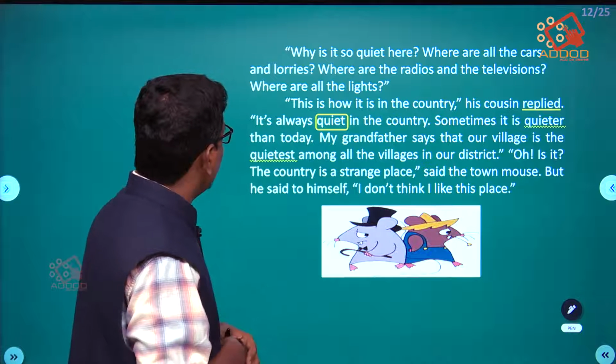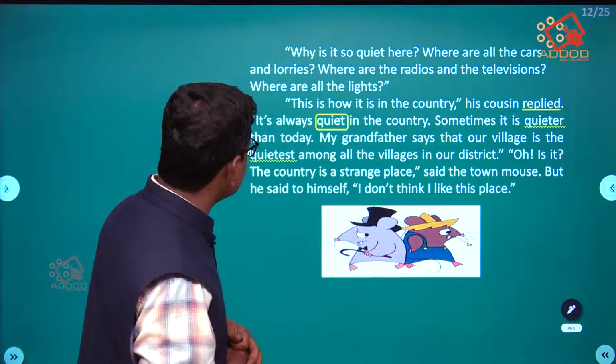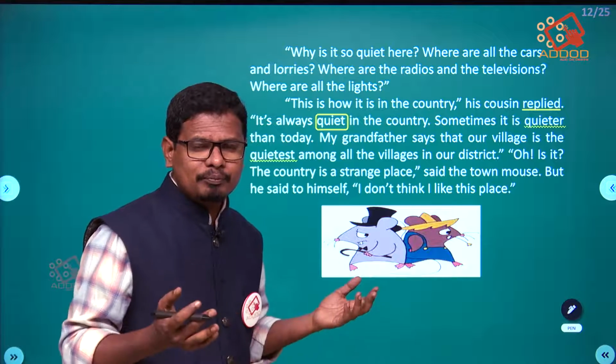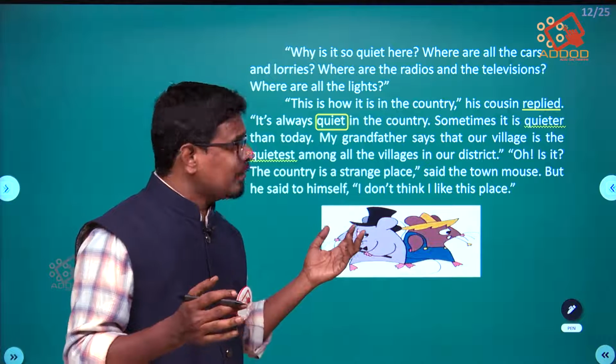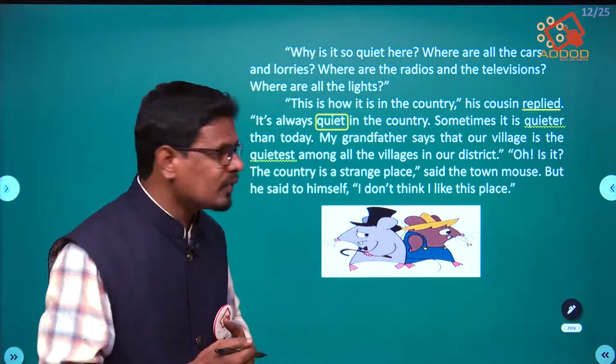Where are all the cars and lorries? Where are the radios and television? Where are all the lights? What happened? Why is it dark? Why are all the lights put off? Why are the people asleep so soon?